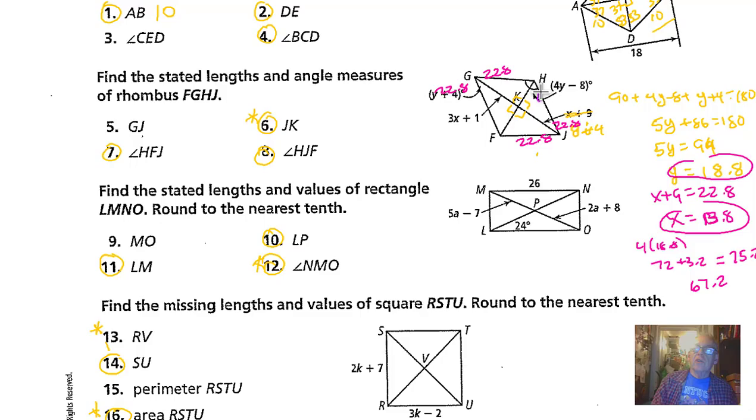So we got 67.2, 67.2, 67.2, and 67.2. So let's look. Okay, so for HFJ, they want this angle right here, 67.2. If we're going to do JK, now the length of JK, we didn't talk about length. JK is this length here.